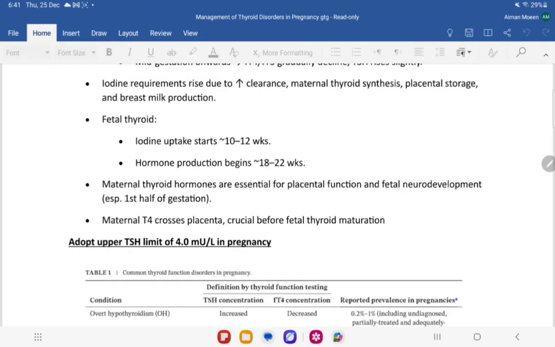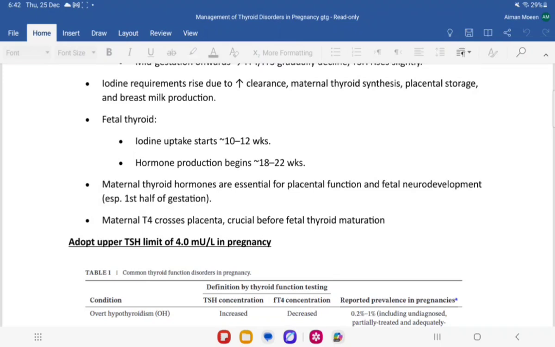So why is this increase required? Because there is increased clearance, an increase in the GFR. That's why maternal thyroid synthesis is increased. Iodine and thyroid hormone are basically required. Up to 12 weeks of pregnancy, the fetus is dependent upon the maternal iodine or thyroid hormone, because the fetal gland has not yet started producing its own thyroid hormone.